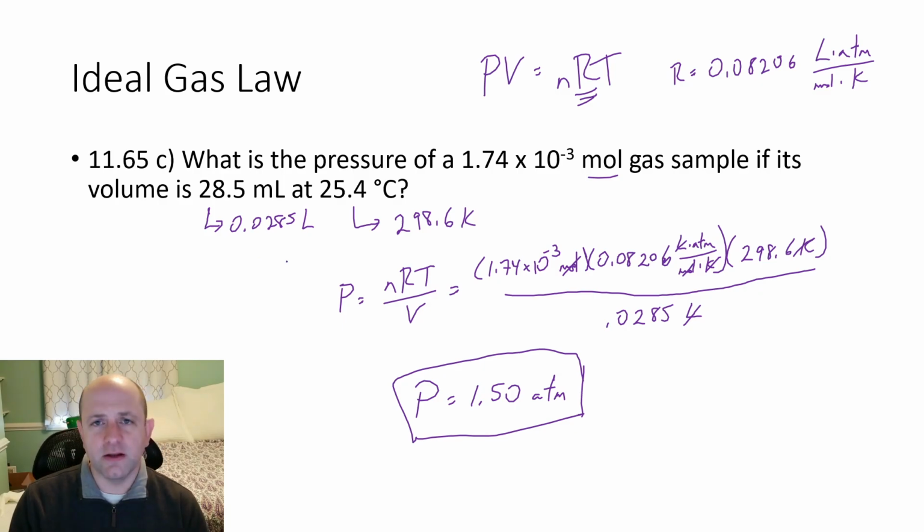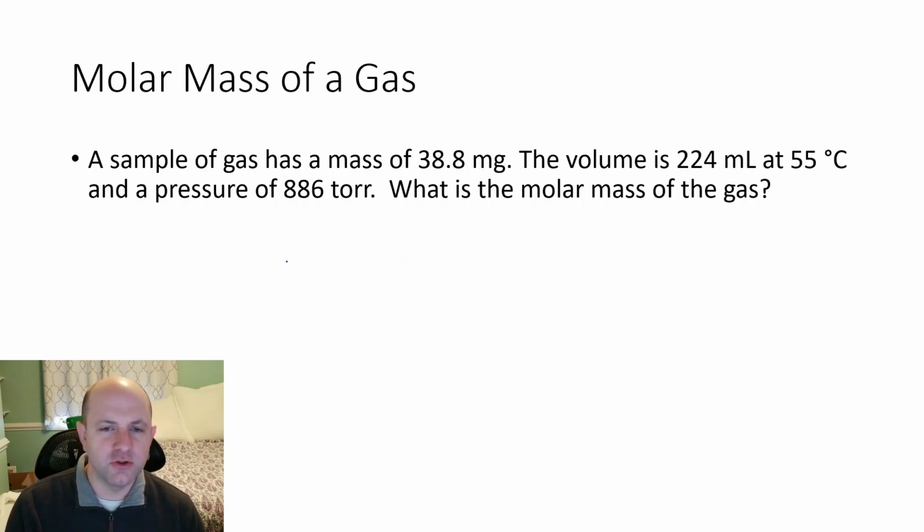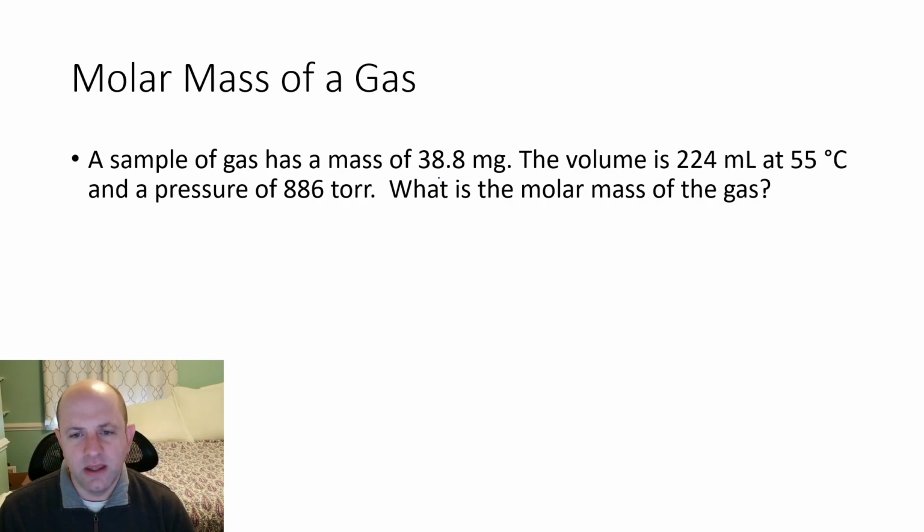All right, so now that we've got a quick example of just a regular ideal gas law, let's go ahead and use it for some other situation. In this case, to find the molar mass of a gas. And so they tell us a sample of gas is 38.8 milligrams. Its volume is 224 milliliters at 55 Celsius and 886 torr. What is the molar mass of the gas?